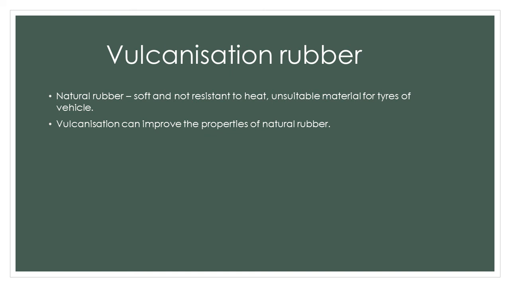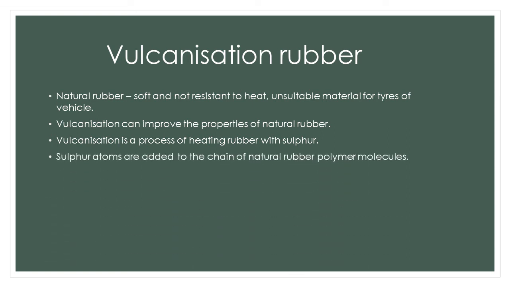So what to improve? They produce a new invention that we call vulcanization rubber. So vulcanization can improve the property of the natural rubber. Vulcanization is a process of heating rubber with sulfur. So you have to heat the rubber together with the sulfur. Sulfur atoms are added to the chain of the natural rubber polymer molecule. So we call it a vulcanized rubber.